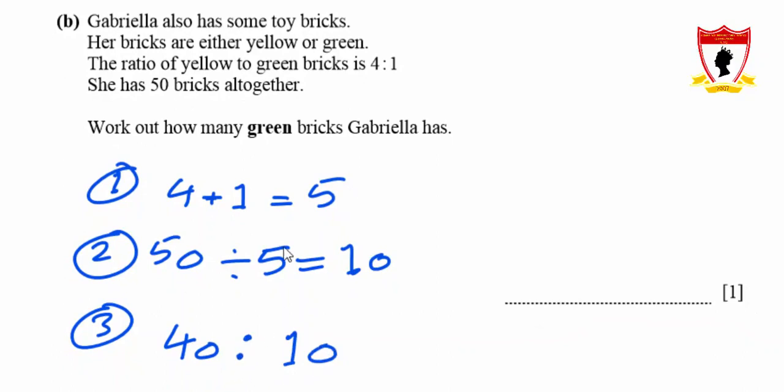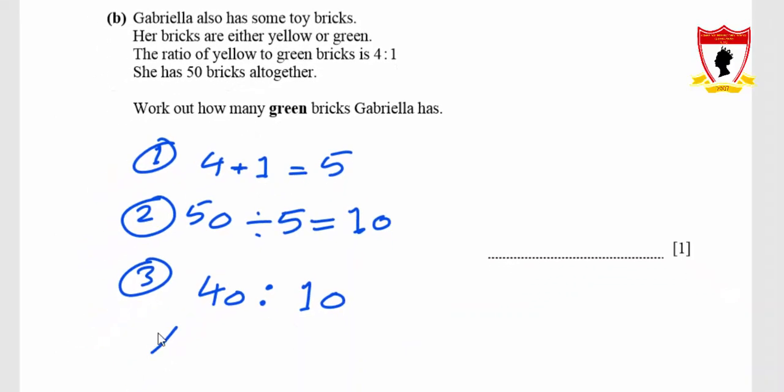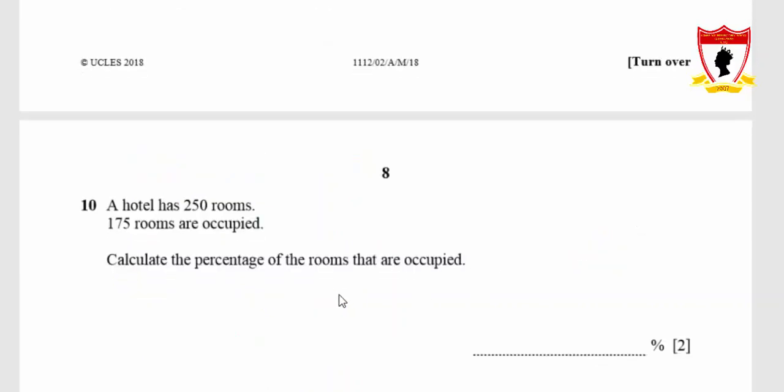So according to the ratio, it's yellow to green. It means this 40 represents yellow, and the 10 represents green. Work out how many green bricks are there. There are 10 green bricks. But if you don't do these steps, it's not easy to get this 10.